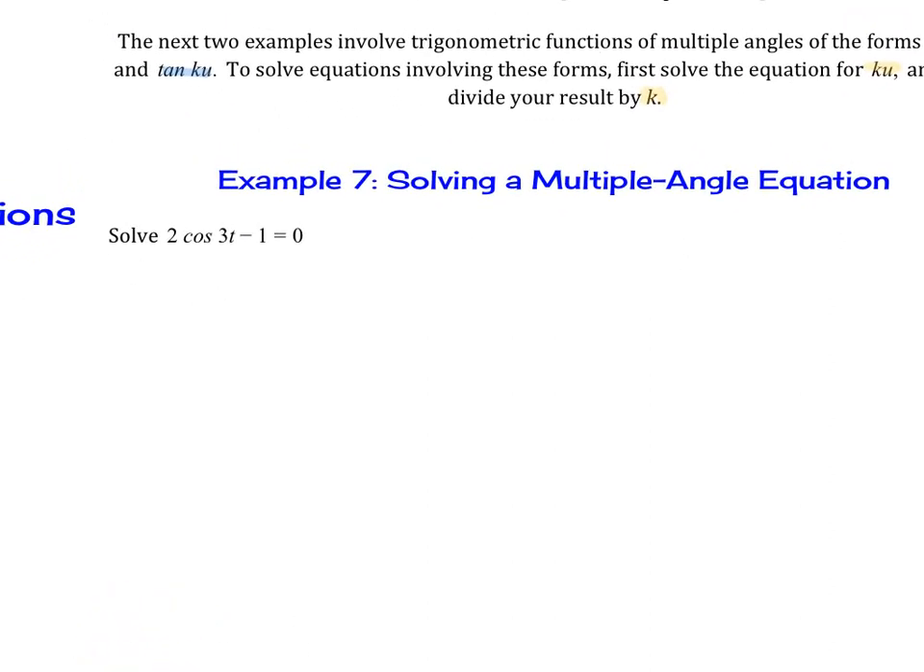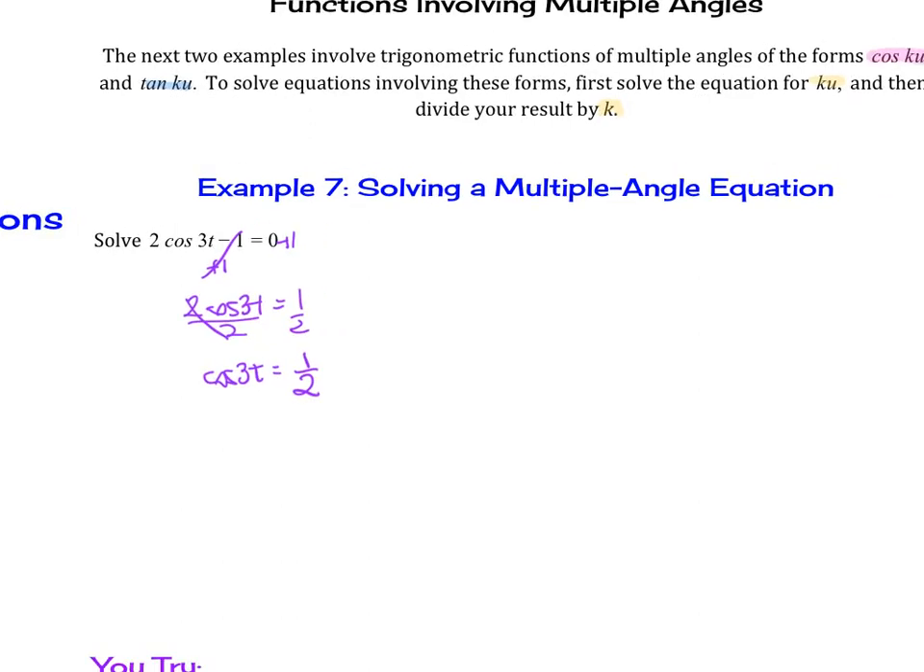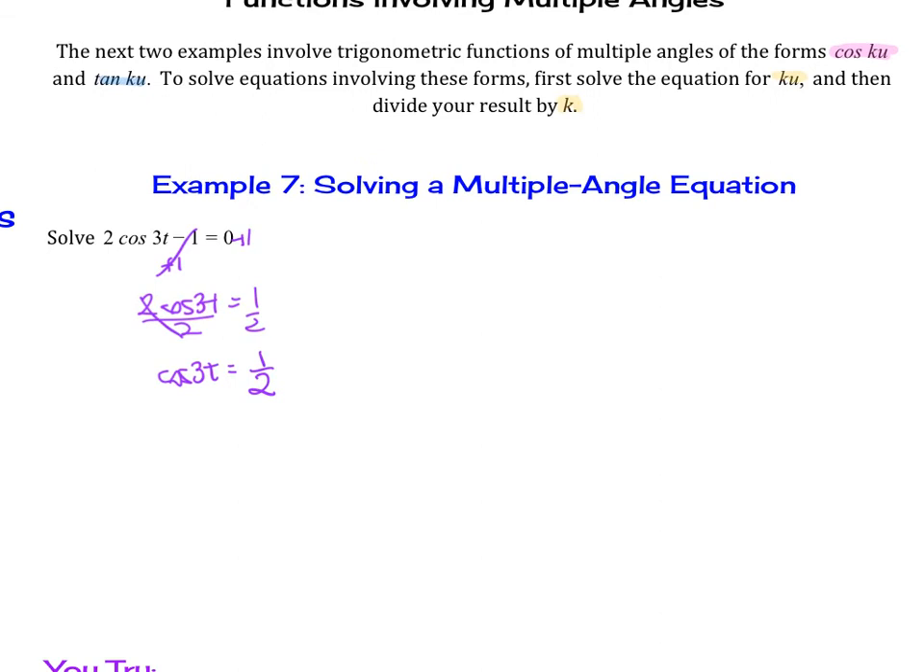So here's our first example. We're going to solve 2 cosine of 3t minus 1 equals 0. First let's add 1 to both sides, so we have 2 cosine of 3t equals 1. Then we divide by 2, so you have cosine of 3t equals 1/2. So that's what it said here: first solve the equation for ku, then divide the result by k.